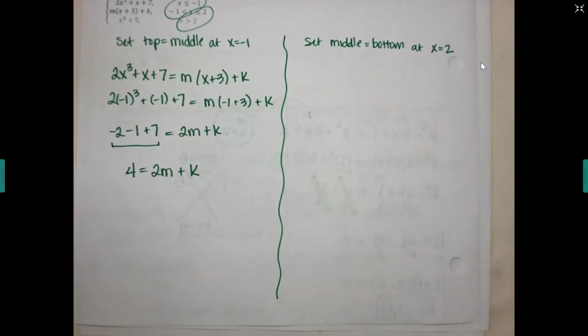All right, so if you see what I did there, now I want you to do the same thing over here if you haven't already. So left and right equal, then just kind of work it till you get some m and k stuff.